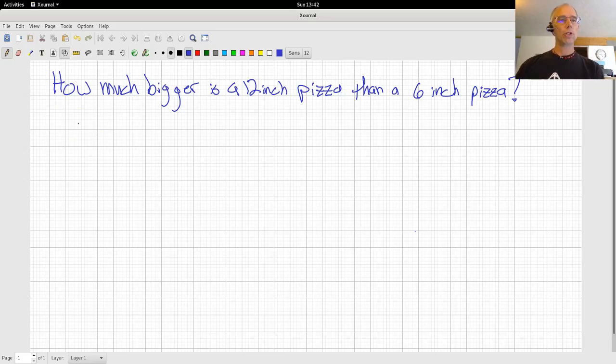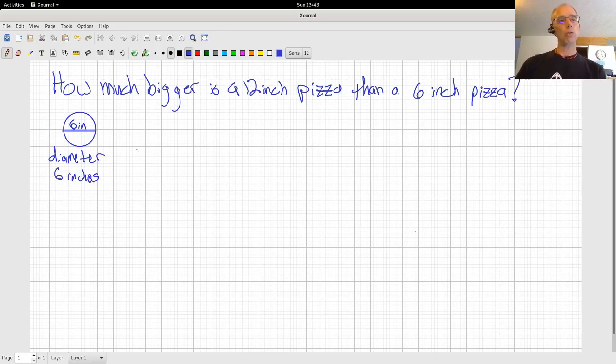So I'm going to try and draw my best round pizza. Thank you, computer, for your help. And so if this is a 6-inch pizza, then the distance across here is my belief that that would be the 6 inches, right? So the 6 inches is a diameter, usually when you talk about a pizza. That's my belief.